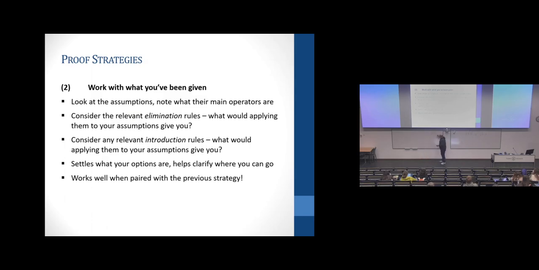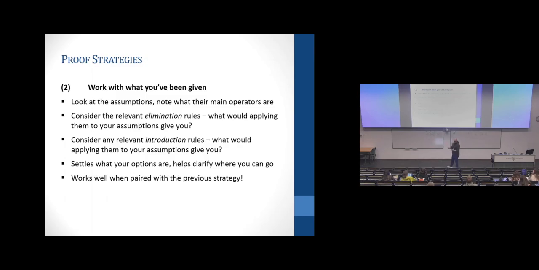I get something that's much more usable, because conjunctions are easy to break. You can get parts out of conjunctions, right? Again, this is advice. It's not always going to work. But think about the premises that you're starting with. What kind of rules can you apply? What sort of stuff can you get out?